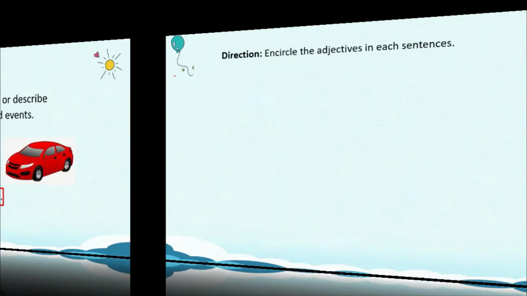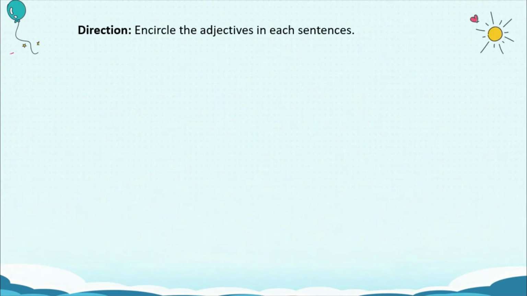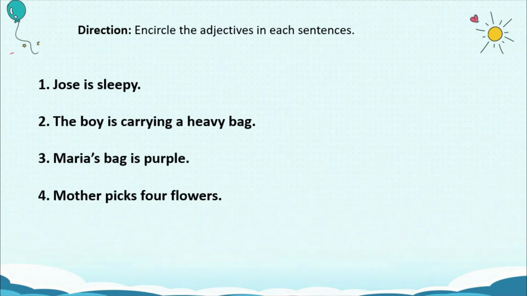And for more examples, we have an activity with a direction. Encircle the adjectives in each sentence. For the first sentence, Jose is sleepy. What do you think is the adjective present in the first sentence? That is sleepy, modifying Jose, which is a noun. Number 2, the boy is carrying a heavy bag. The word heavy is also an adjective modifying the word bag.